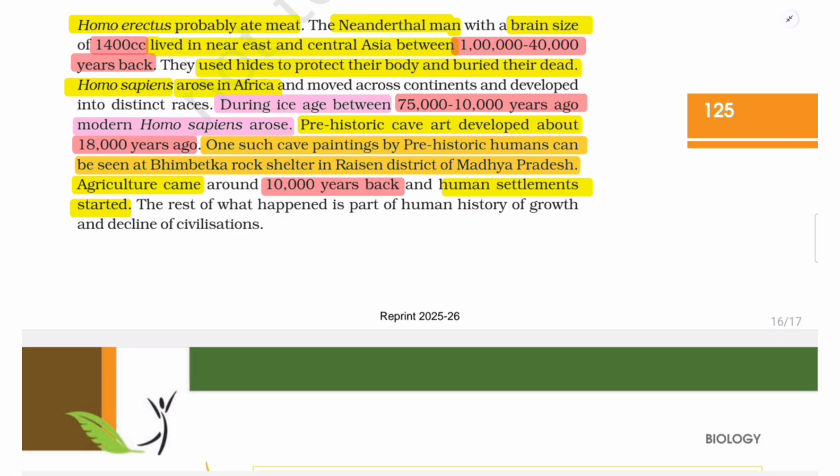Agriculture came around 10,000 years back and human settlements started. The rest of what happened is part of human history of growth and decline of civilizations.